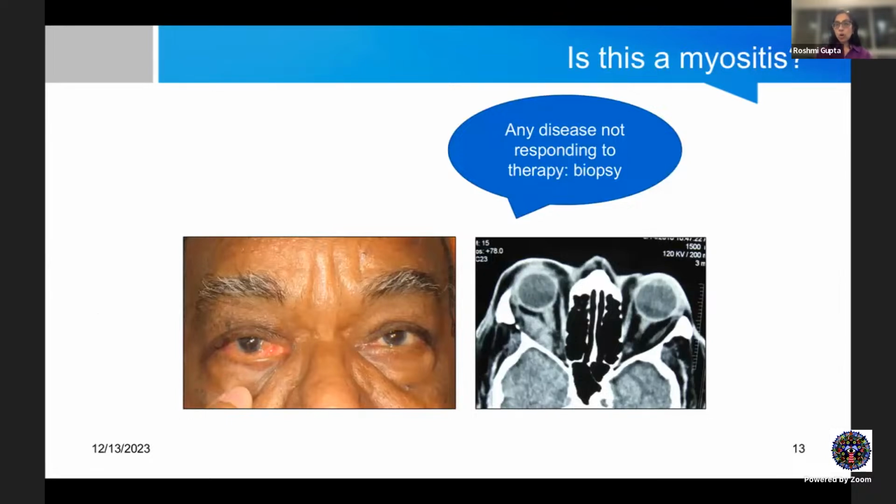We will also be on and off talking about the pitfalls of assuming that it is orbital inflammation. Any disease not responding to therapy should be biopsied. For instance, this patient at first glance looks like a myositis, but the history is that he's been on treatment elsewhere for 6 months. And there's an associated bone erosion by the side of the muscle, by the side of the lateral rectus. So here our instincts should come into play and we should think, does this need biopsy?